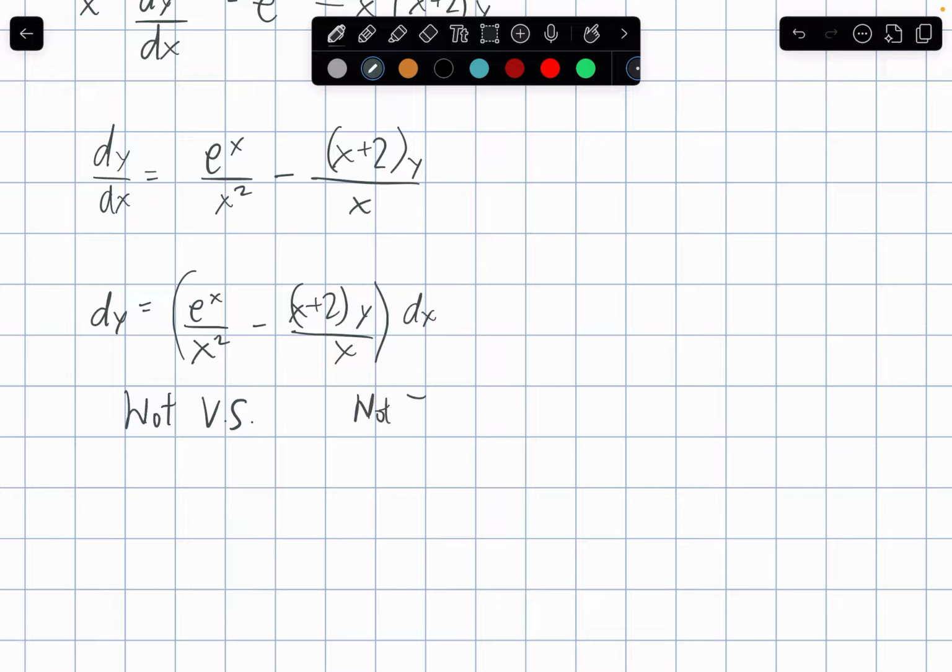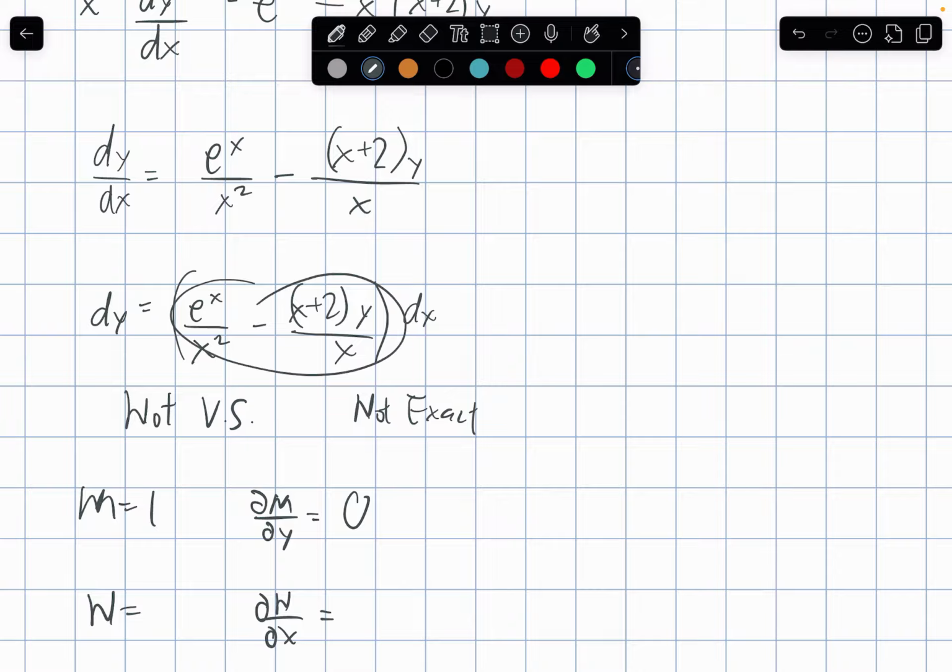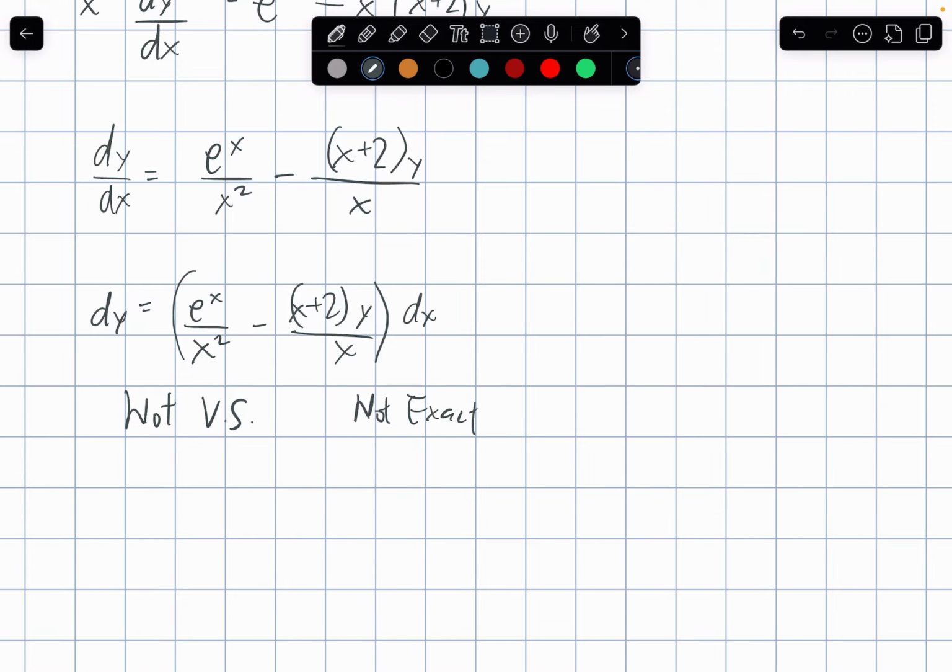We want to test if this were to be exact. I don't think so. I mean, if we're gonna find the partial derivative, partial m over partial y, when m right now is equal to 1. So that's 0. How about for n? Partial n over partial x. So this is definitely not 0. So not exact. That's the point I'm trying to make.